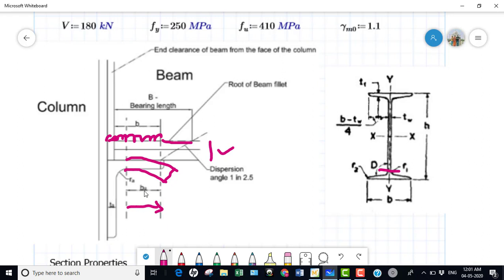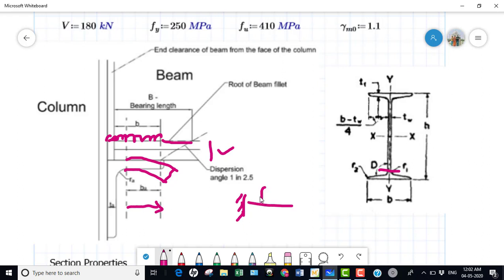This is calculated by knowing the length of the outstand. If I know the value of B, by adding the distance, for example B plus the clearance, and you deduct the thickness and root radius, you will get your BA. If I know the BA, this BA is going to act as a cantilever.